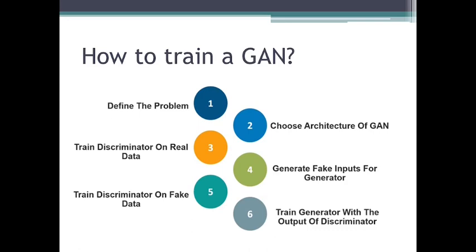And the next step, we train the discriminator on fake data. So whatever samples are generated from the generator network, we are going to tell the discriminator to predict the generated data as fake. So that's how we know that the discriminator is actually predicting the values correctly. And the last step is we train the generator with the output of the discriminator. Also, after getting the discriminator prediction, we train the generator to fool the discriminator. That's how we train the GAN to actually get our solution to the problem, which is like defining the problem.